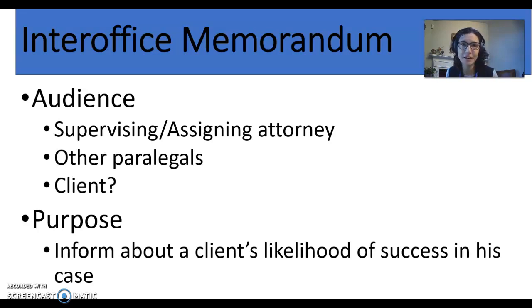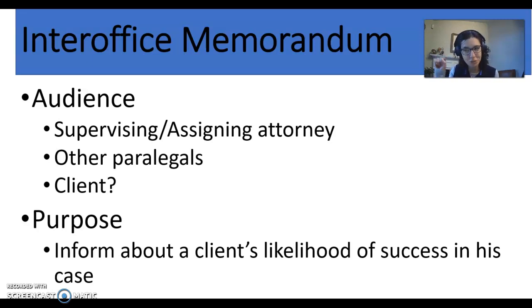So I want you to think of the Interoffice Memorandum as a purely legal document that is shared only among the attorneys in your office working on that particular legal matter, the attorneys and the paralegals, and that's it. It does not go to court, certainly does not go to opposing counsel. And again, sometimes the information can be turned into a client letter, but we don't usually share the memo itself with the client. Now, the purpose of the memo is to inform.